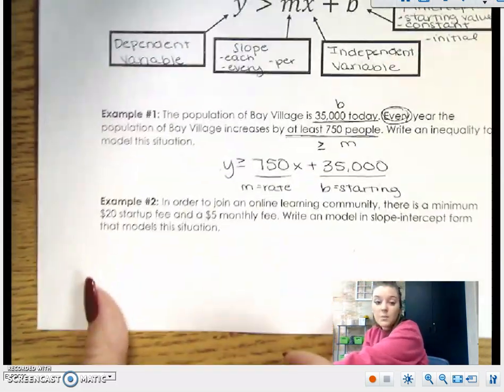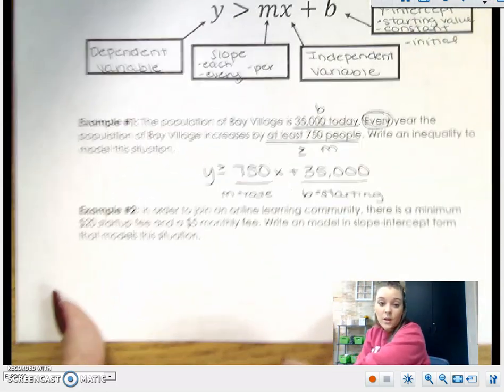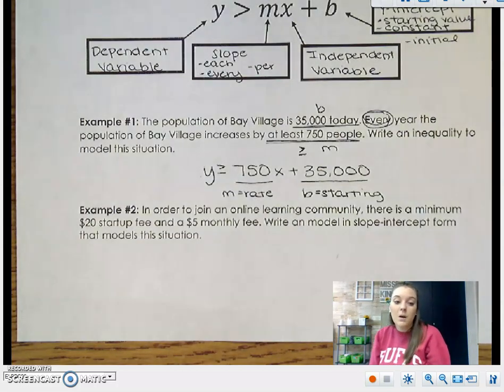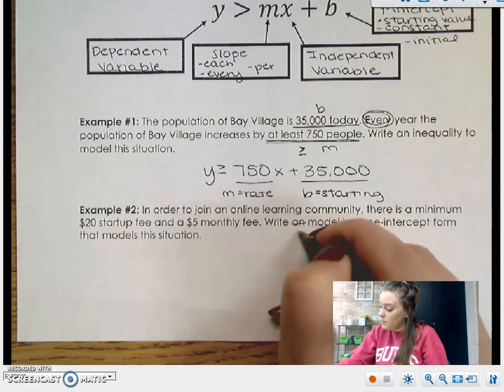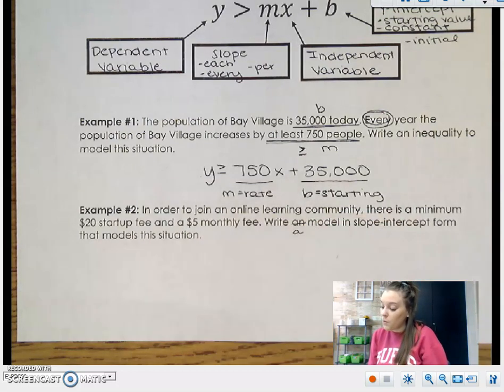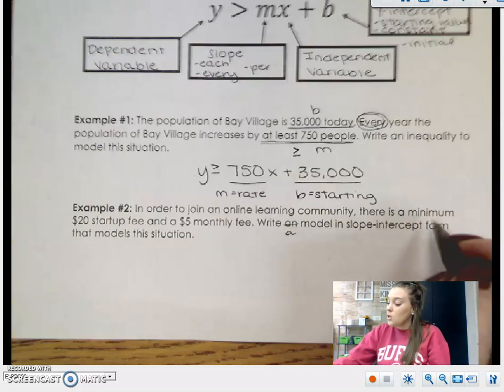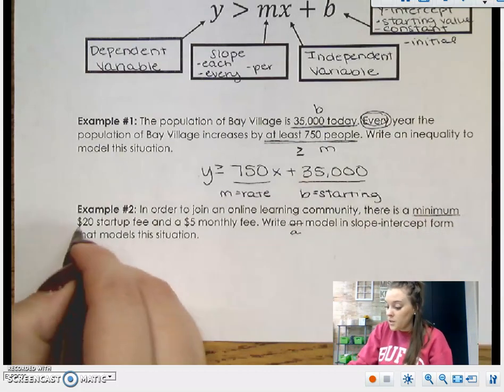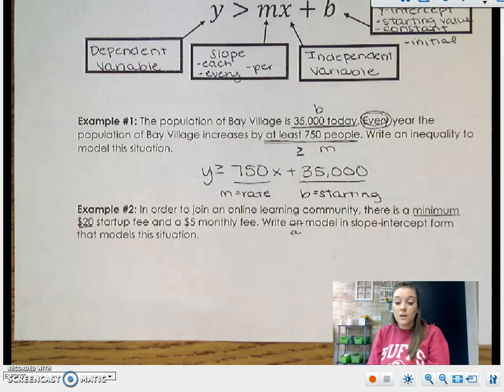Alright, let's go through another one. So example number 2 says, in order to join an online learning community, there is a minimum $20 startup fee and a $5 monthly fee. Write a model in slope-intercept form that models this situation. So there is a minimum $20 startup fee. So that startup fee could be, again, it's at least. So it could be $20, $21, $22, $23. We don't know, but we know that it's at least $20.